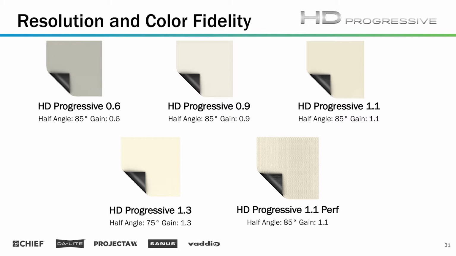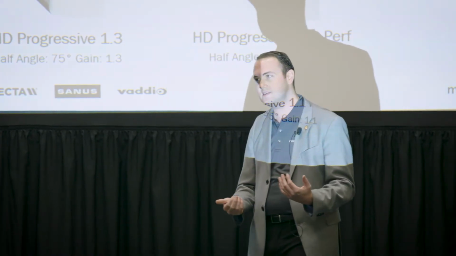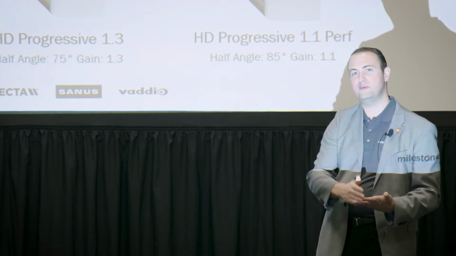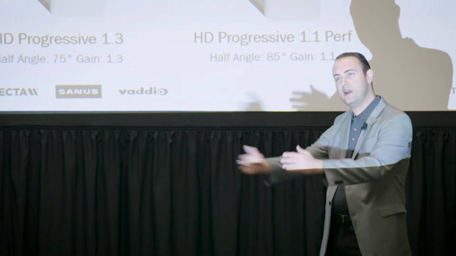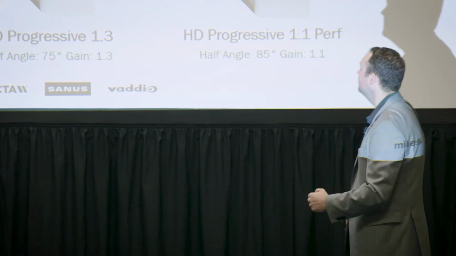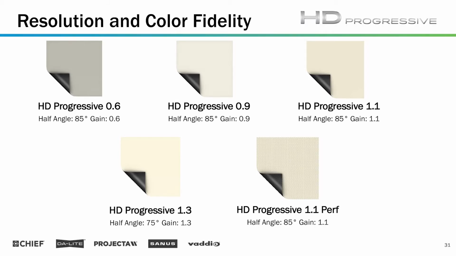There are 5 variations of this type of surface, and the variations are mostly due to color and gain structure. So something like an HD progressive 0.6 is a gray surface. A gray surface will naturally produce a better contrast ratio, as we just discussed. But for chromaticity purposes, a gray surface will not produce the red exactly the way we want the red to be done, because you're adding gray into that color. That's where you would want something more like the HD progressive 1.1, which is a true white surface.